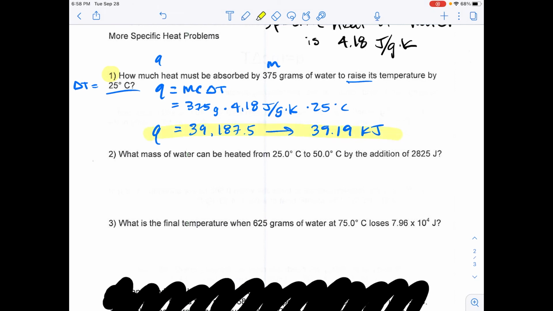So there's a handful of problems from the specific heat worksheet that hopefully clears some things up for you and allows you to do the rest of them.